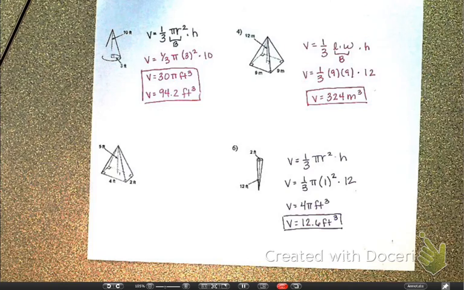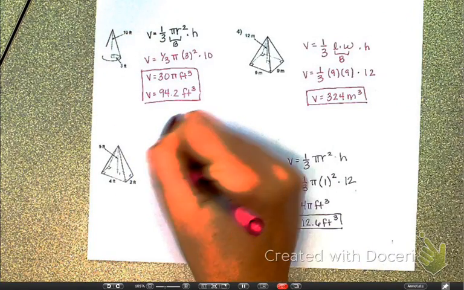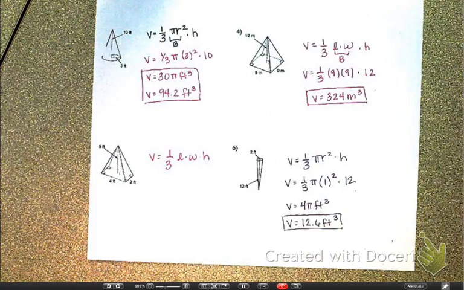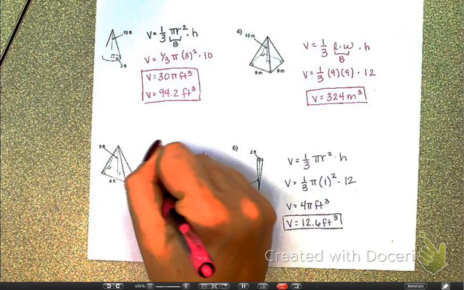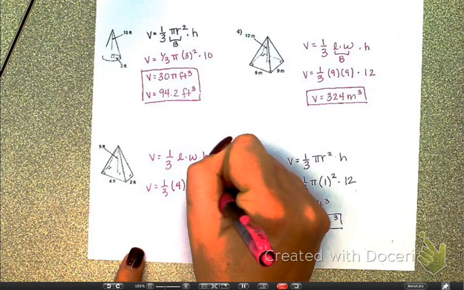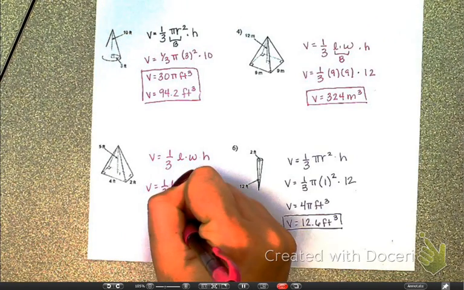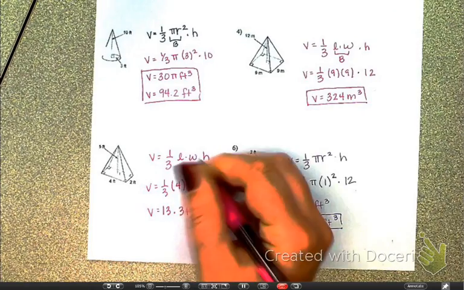The only time you do 1/2 base times height is if the actual base is a triangle. You need to be cautious of what your bases are. What's the base for number 5? A rectangle. So 1/3 the length times the width times the height. 1/3, what's my length and width? 4 and 2, and the height? So 4 times 2 is 8, times 5 is 40, divided by 3, 13.3 feet cubed.